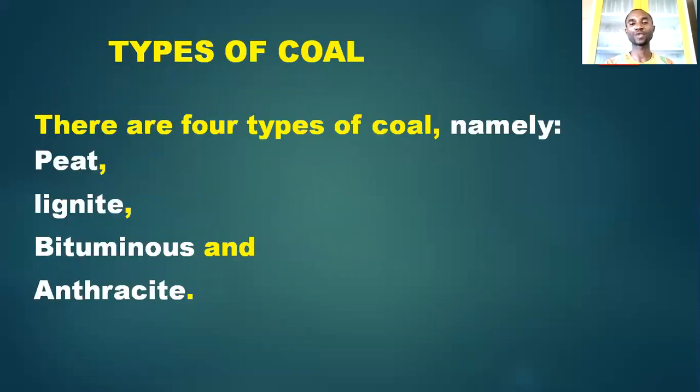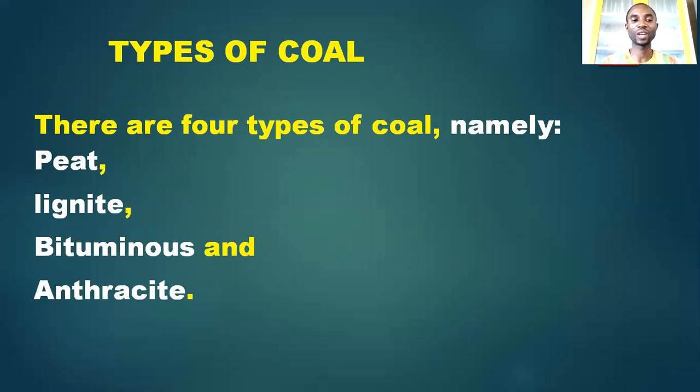So, what are the types of coal? Number one, we have peat. Number two, we have lignite. Number three, we have bituminous coal. Then number four, we have anthracite coal. So these are the four types of coal we have. We'll look at them one after the other and see what they are, the range of their purity, and their usefulness to us.